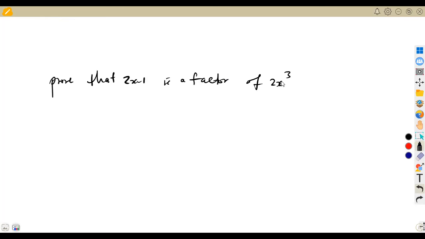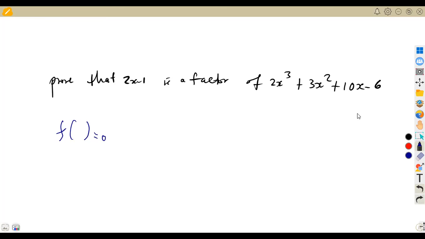of 2x cubed plus 3x squared minus 2x plus 10. So we are asked to prove that 2x minus 1 is a factor. As we found, we simply need to find f of what? It will be a positive 1. Positive 1.